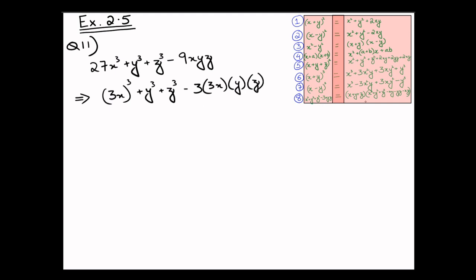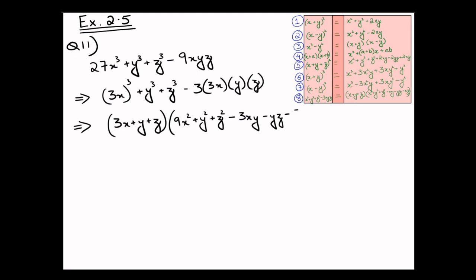And now using this identity to factorize, I get 3x plus y plus z whole multiplied by 9x square plus y square plus z square minus 3xy minus yz minus 3xz. And hence we have factorized question number 11.